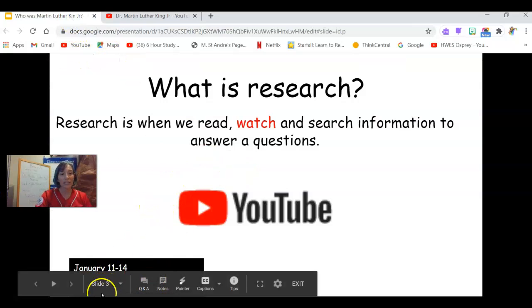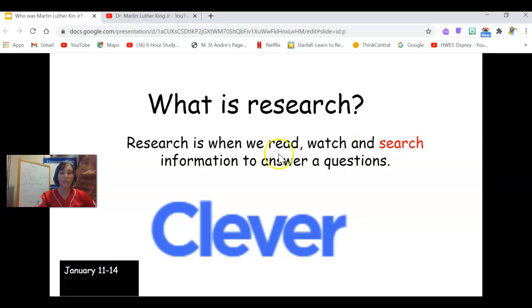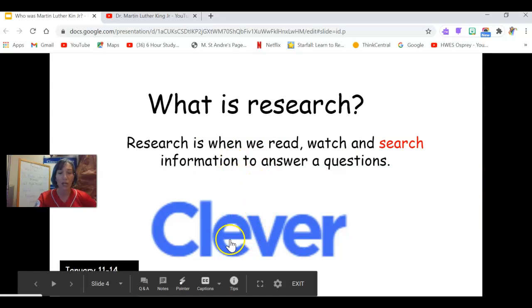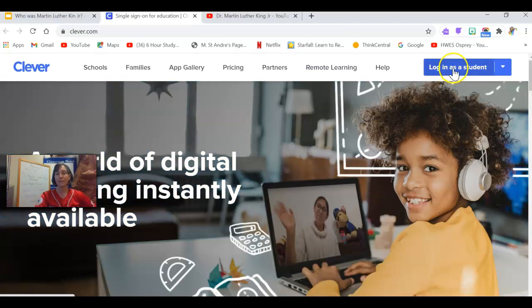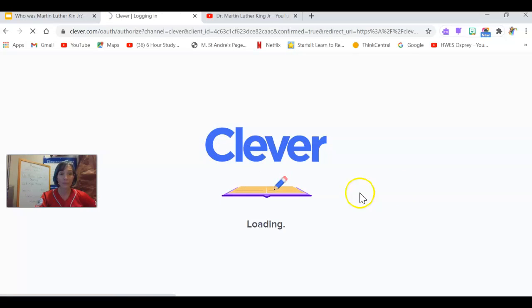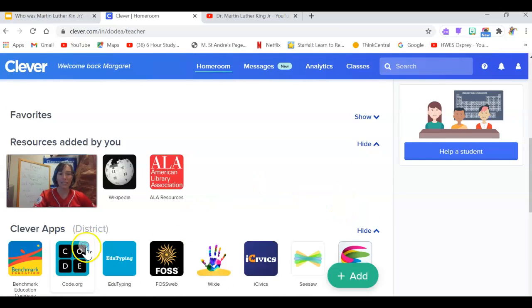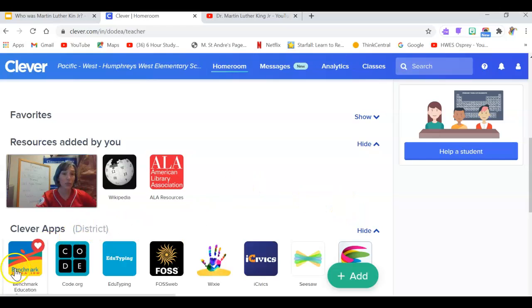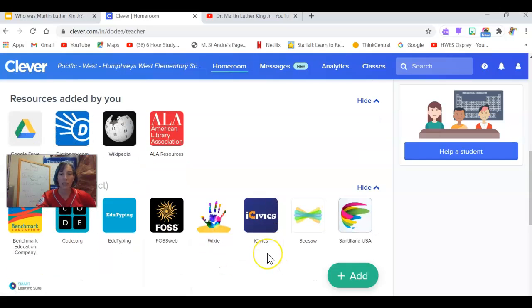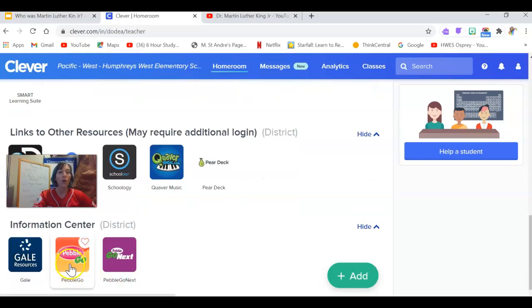Another way besides watching is to search. So we need to search for information. Now, a lot of times we search for information on the internet, and I wanted to show you a really great place to search. So if you go to Clever and you log in with your Google account, you're used to coming to Clever because you usually go to Benchmark, and sometimes you might go to Seesaw or another page. But if you keep scrolling down, down, down, down, right here is a place called Pebble Go.